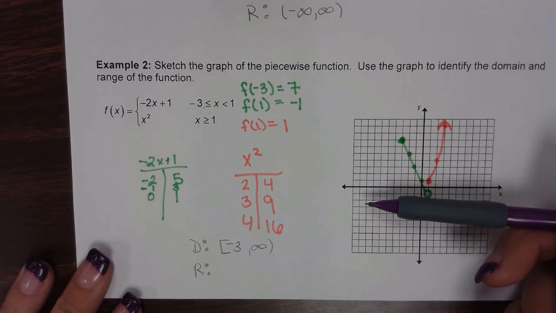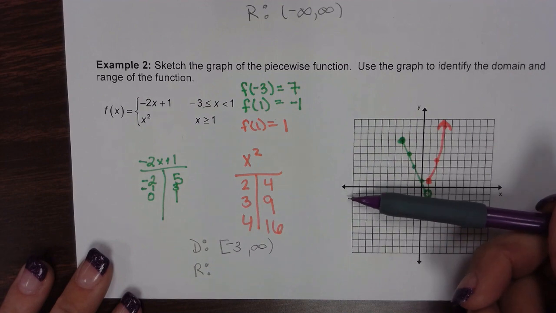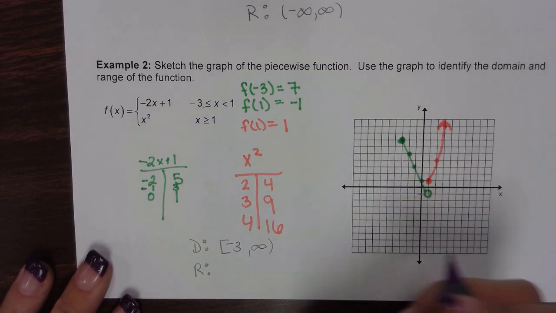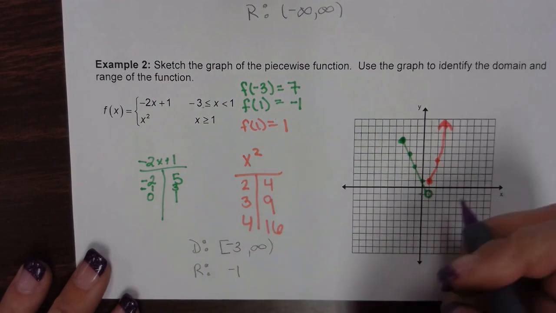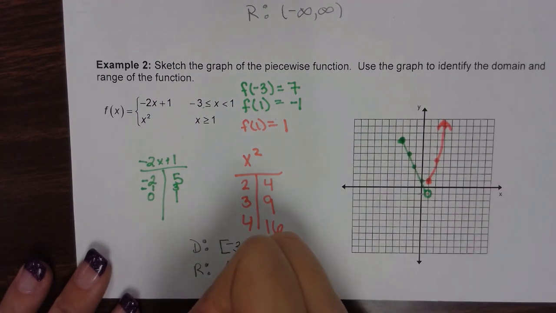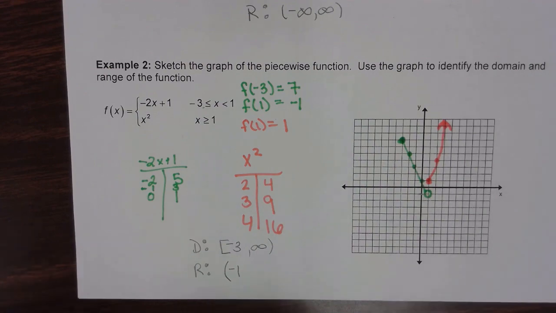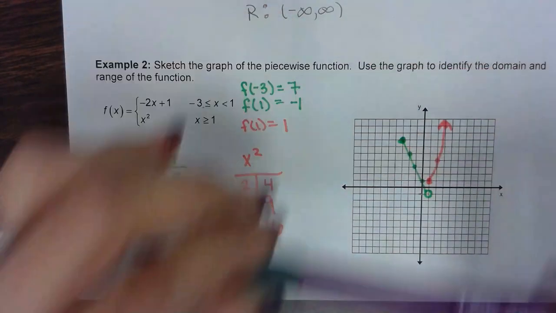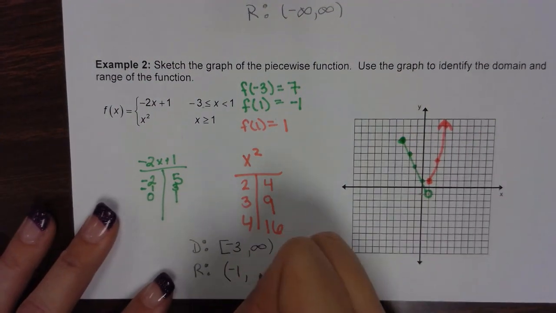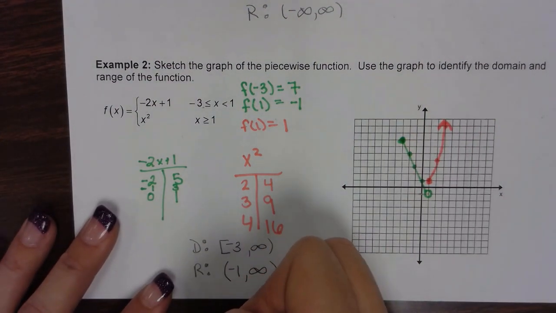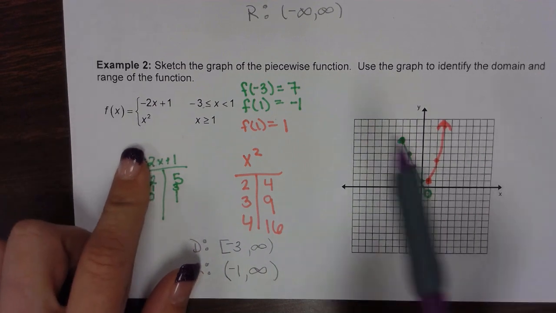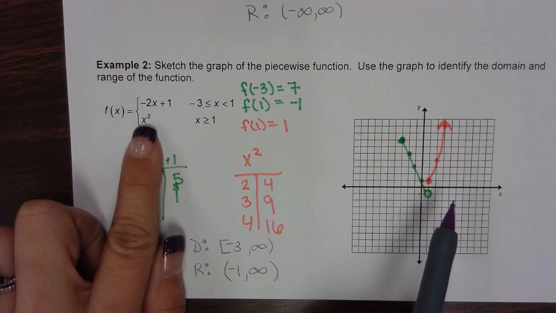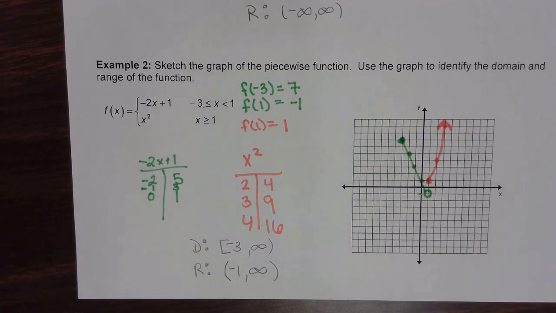Range is how far down and up. So if I look at the lowest point, our lowest point is at -1. Does everyone see that? But because it's open, that means we must do parentheses. And then we keep going up. Our arrow tells me I keep going up to infinity. Okay, so this piecewise function takes a piece of a linear and a piece of a quadratic.